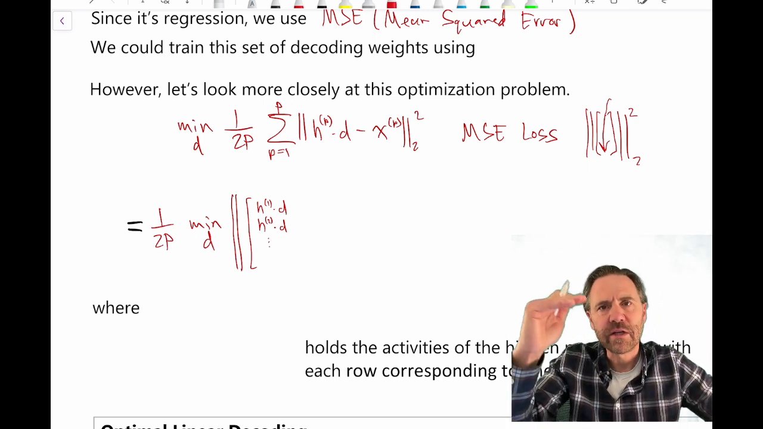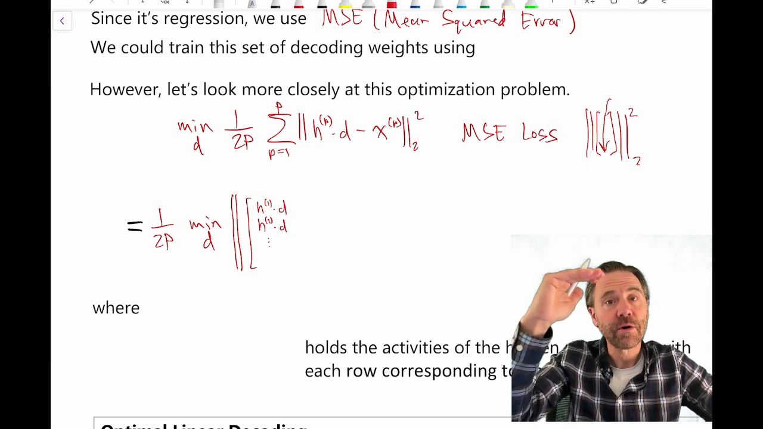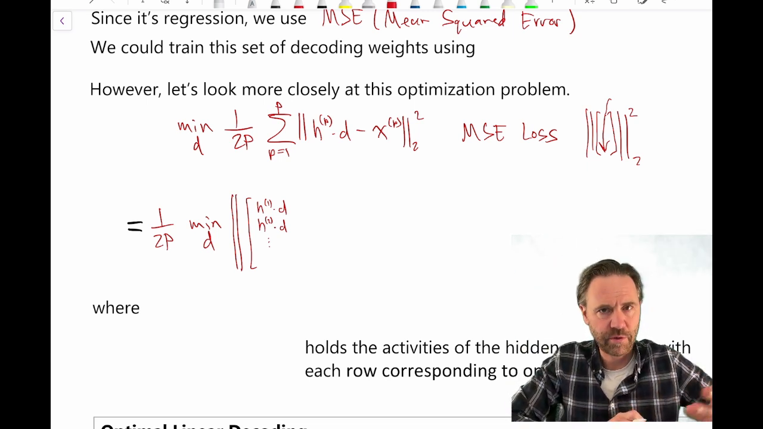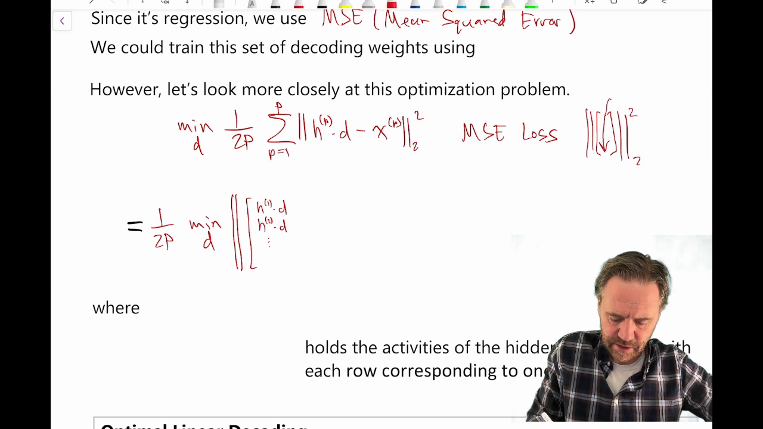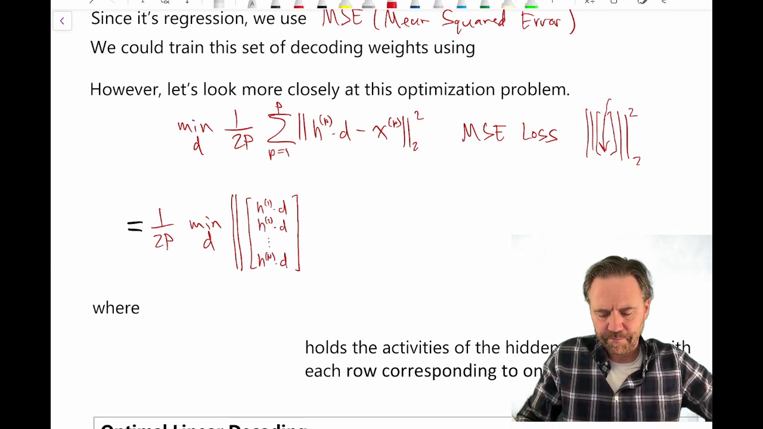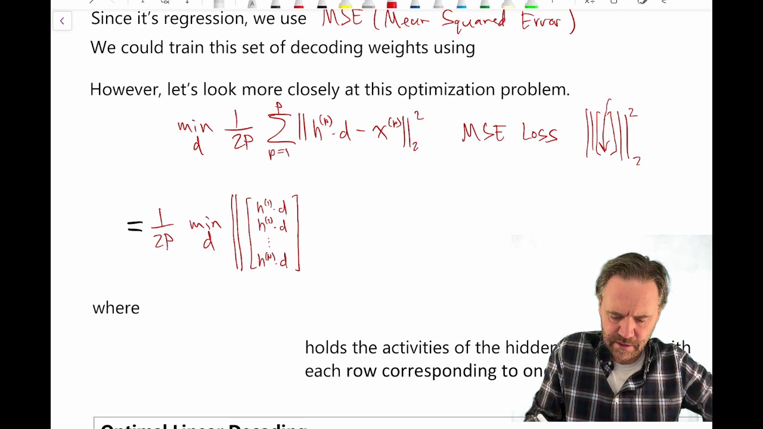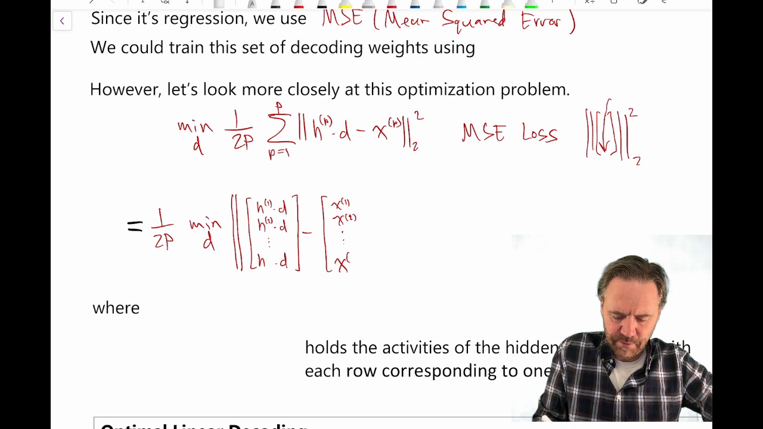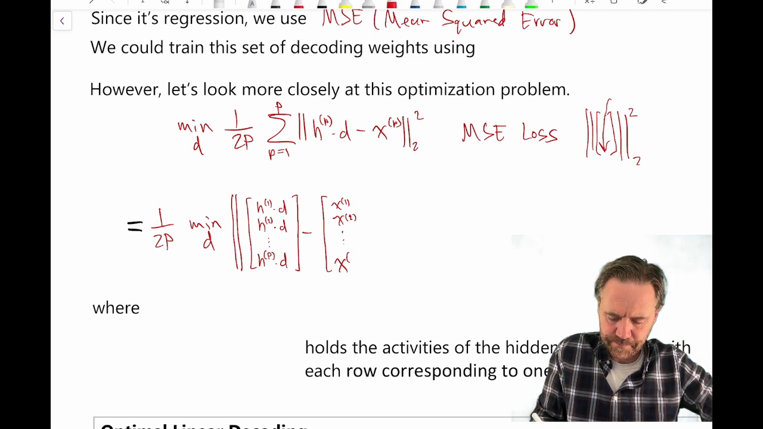And those hidden layer activities are from each of the different inputs, each of the capital P different inputs that we're processing and learning on in our training set. So that thing there should spit out a vector with P elements in it, a column of P elements. And we know what we want them to be. We want the first one to be x1, the second one to be x2, and so on, down to x_P. That should be capital P, sorry, not n.